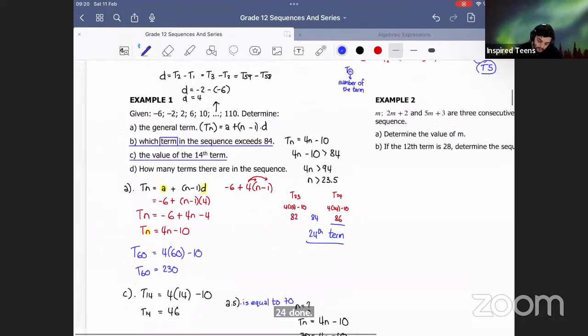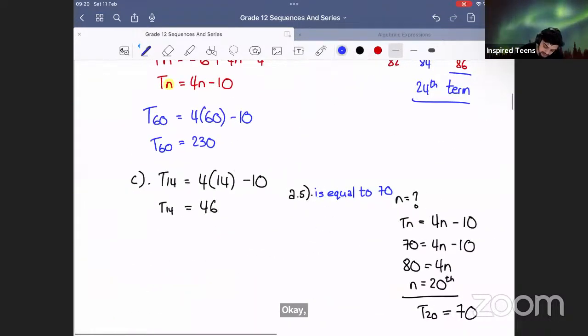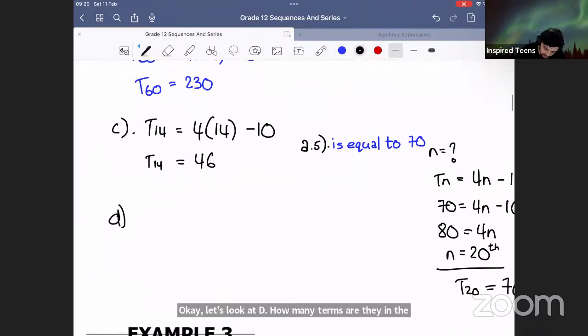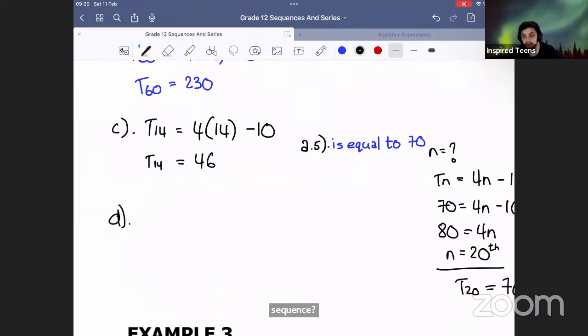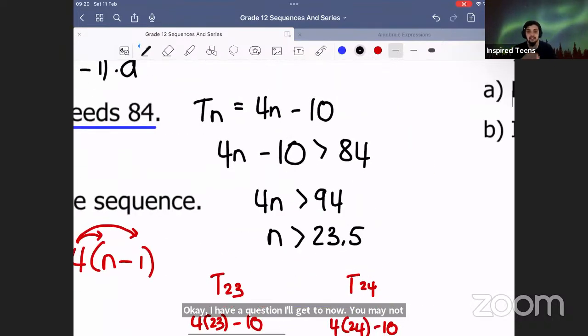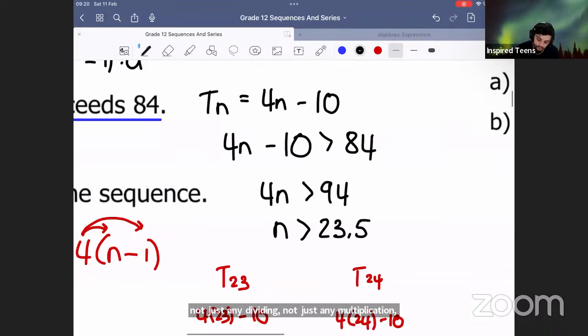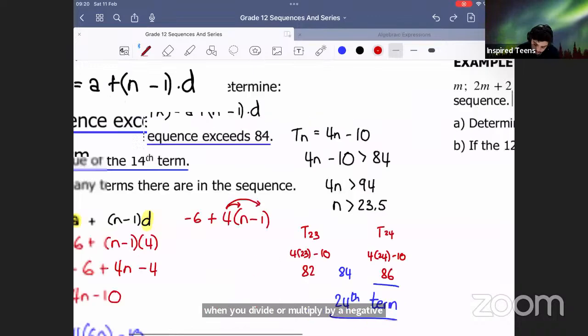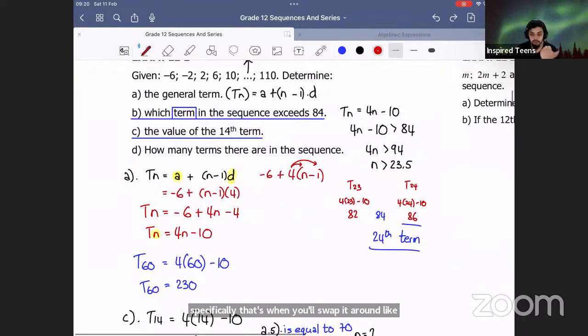Okay, let's look at D. How many terms are there in the sequence? I have a question I'll get to now. Do we not swap the sign over? Is that only when dividing? If you're talking about the inequality sign, the only time you swap the inequality sign over is when you divide or multiply by a negative. Not just any dividing, not just any multiplication. When you divide or multiply by a negative specifically, that's when you'll swap it around. In this case, we're not dividing by a negative, so we don't do that.